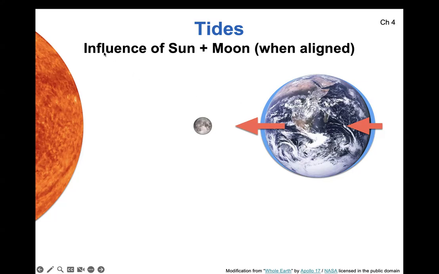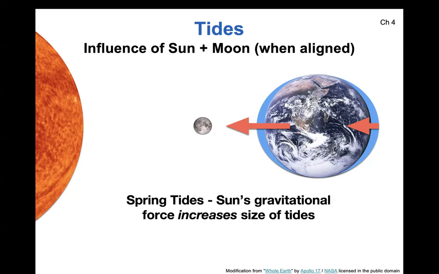So here we have an influence of the sun and moon when they are aligned or parallel to each other. The forces of gravity towards the moon match up with the direction of the forces of gravity towards the sun. That creates a higher tidal variation. When the sun and the moon are in this orientation, the high tides are higher and the low tides are lower. We call these spring tides, not because they're in the spring, it's just the name given to them. It happens when the sun's gravitational force increases the size of tides, and it requires alignment between the sun and the moon.